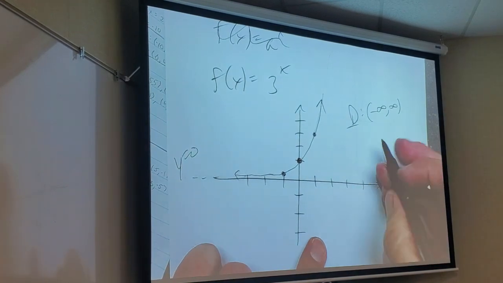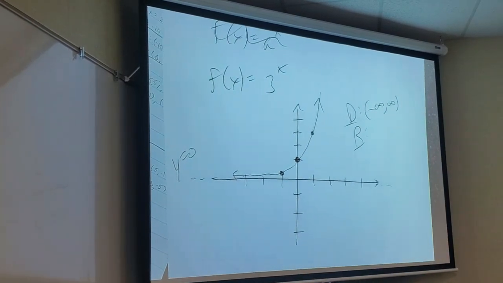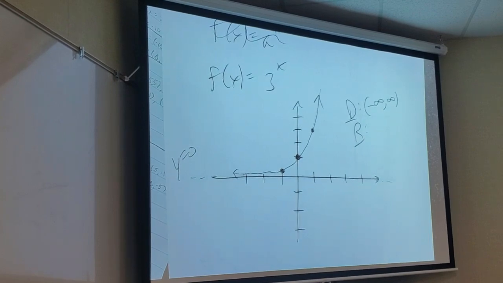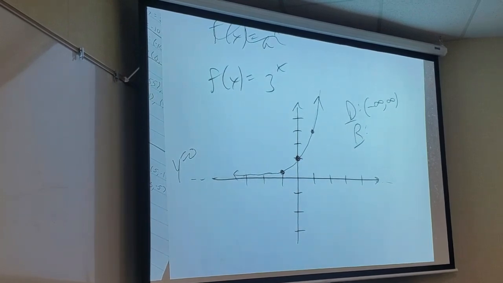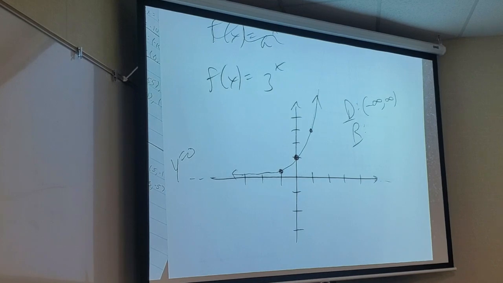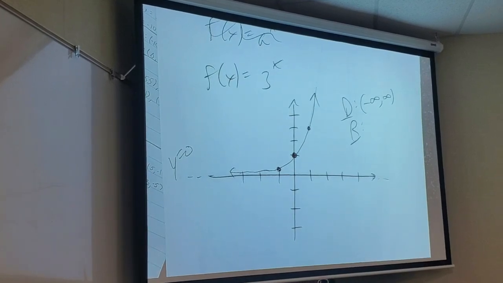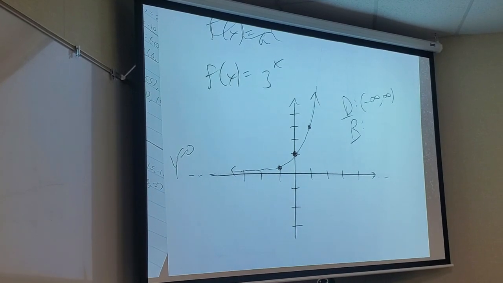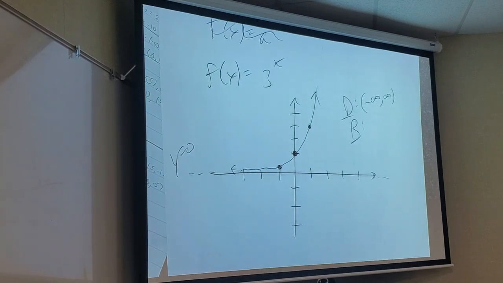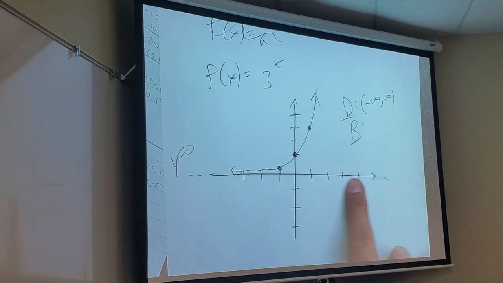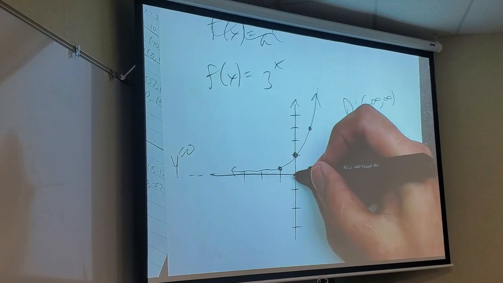What's the range of this? What does range mean again? It's the y. It's all the possible outputs. So what kind of number does this definitely not output? Can't have a negative output. I also can't have a 0. So what's the range then? It's everything else.